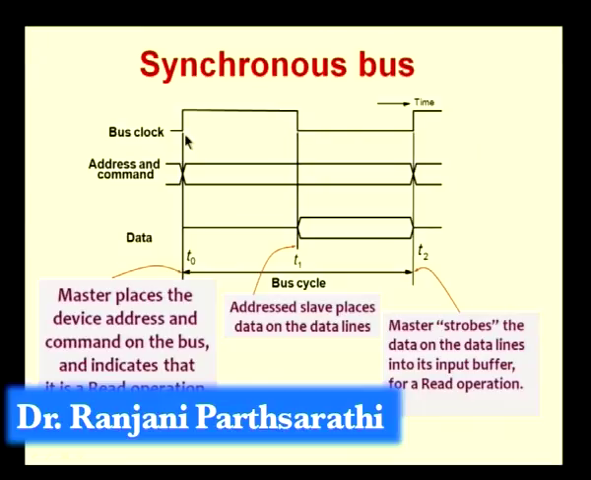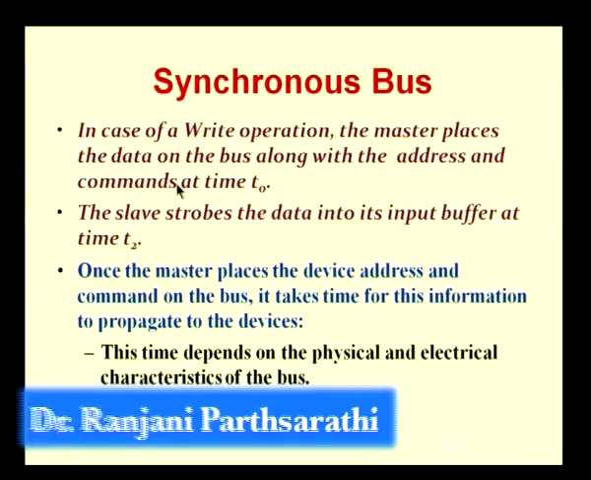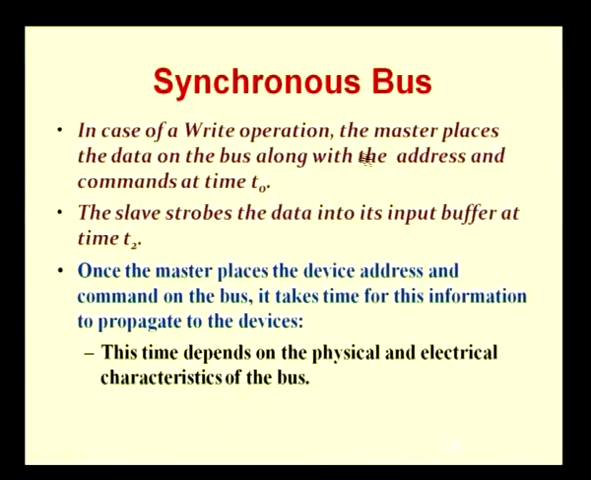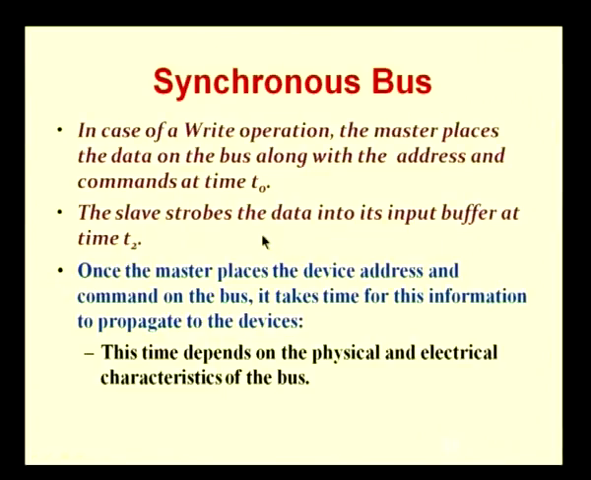So, we were just looking at how data transfer takes place on a synchronous bus. We looked at how a read operation can take place. Similarly, let us look at how a write operation would take place. In case of a write operation, what is it that is to happen now? The master will place the data on the bus along with the address and the commands at time t naught. That is, at this time t naught, not only the address and command, but the data also will be made available here.